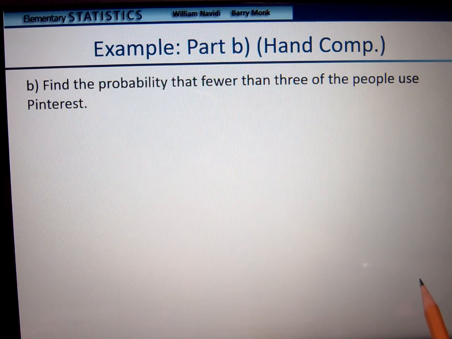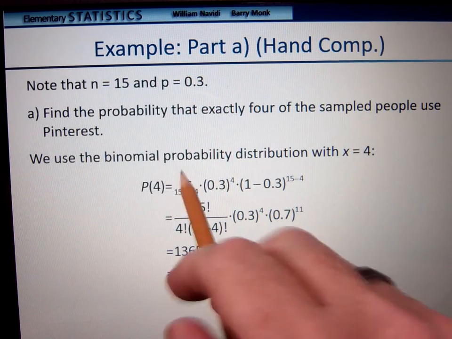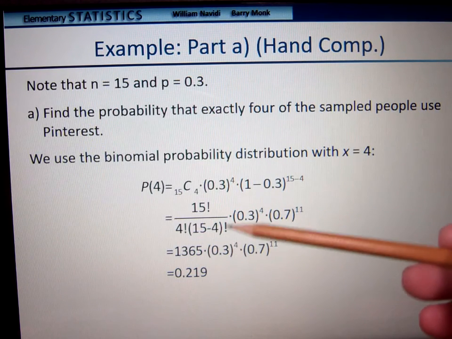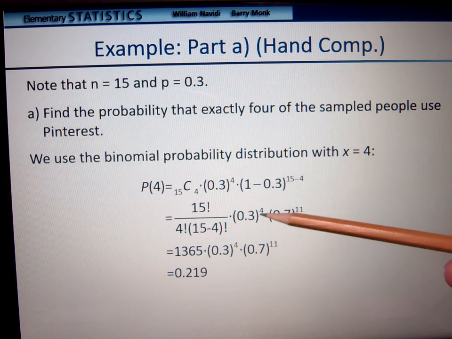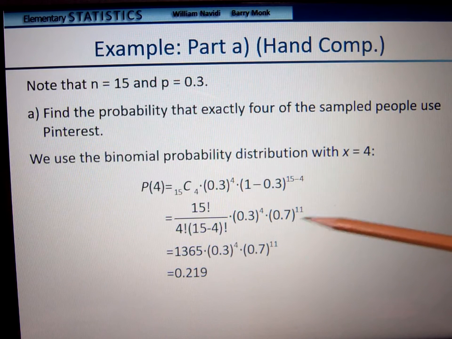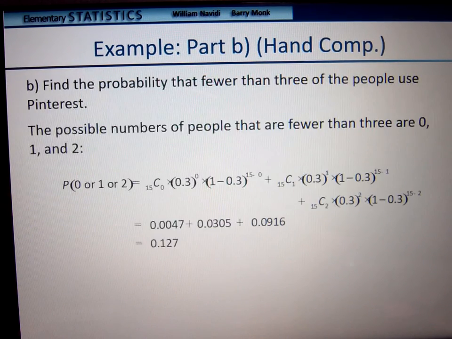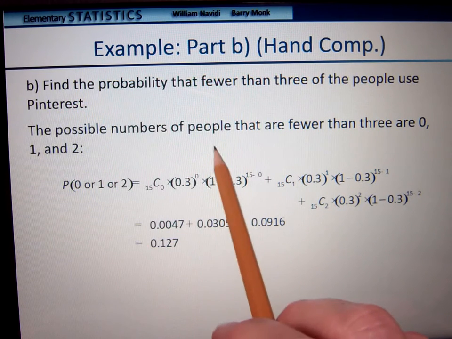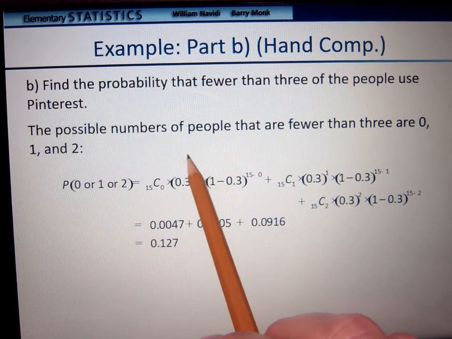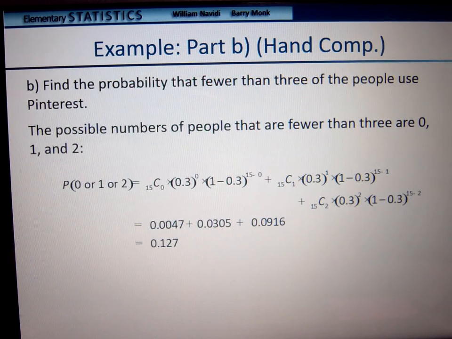I'm going to go back a minute just to remind you. Here again is your combination formula. This is how many successes. This is how many failures. So in this one we're looking at fewer than 3, so we're looking at a different number of successes. That would mean either 2 successes, 1 success, or no success. So we have to find them all separately and then add them together. And we find that the probability is 127 thousandths.